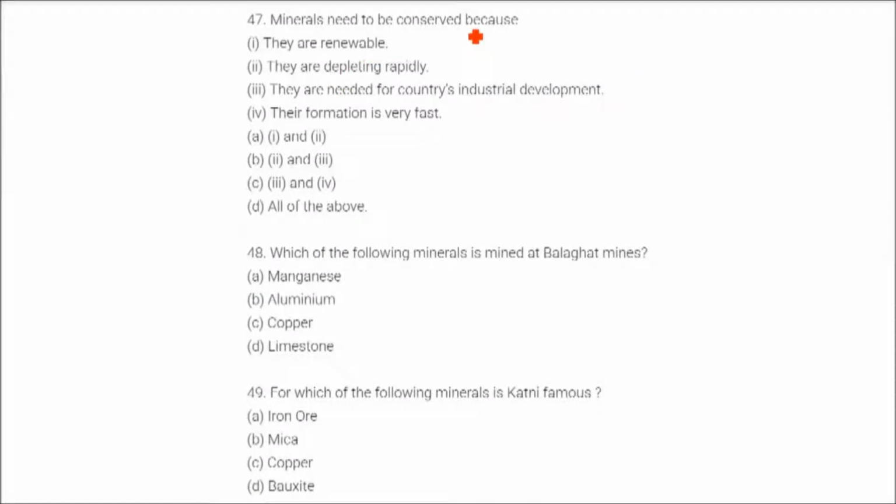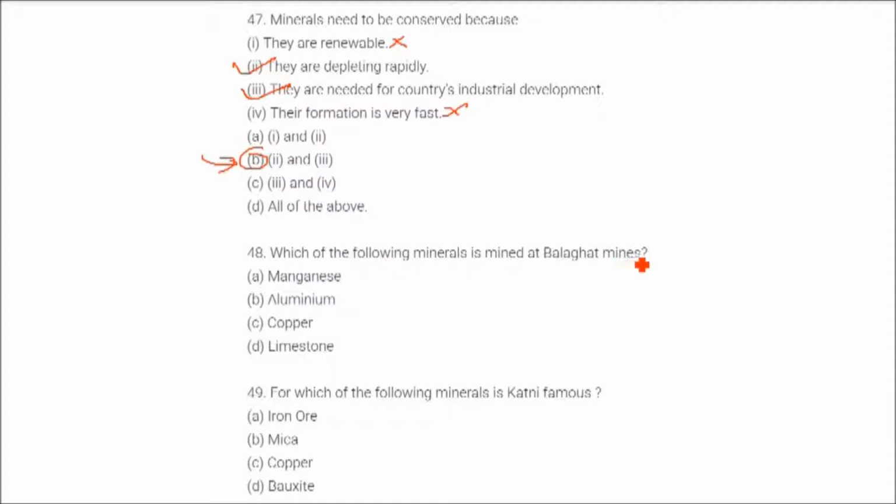Minerals need to be conserved because... Because they are renewable? No. They are depleting rapidly? Yes. And they are needed for the country's industrial development? Yes. This is wrong: their formation is very slow. So we'll go with 47, second and third. Which one is this? B is the correct answer.